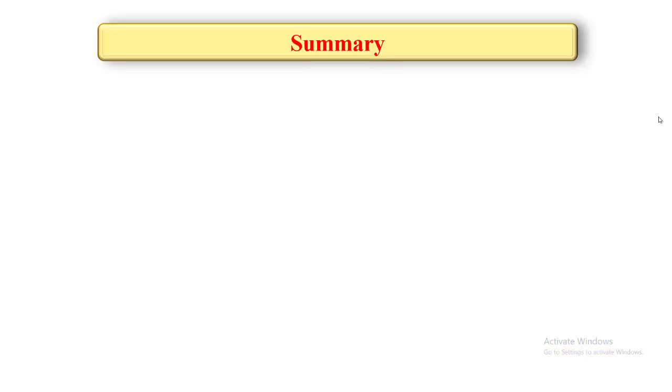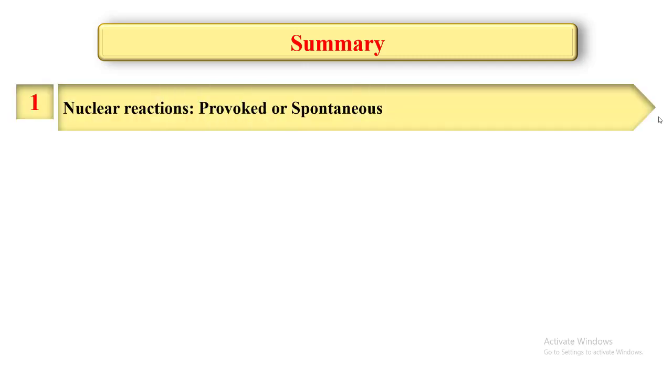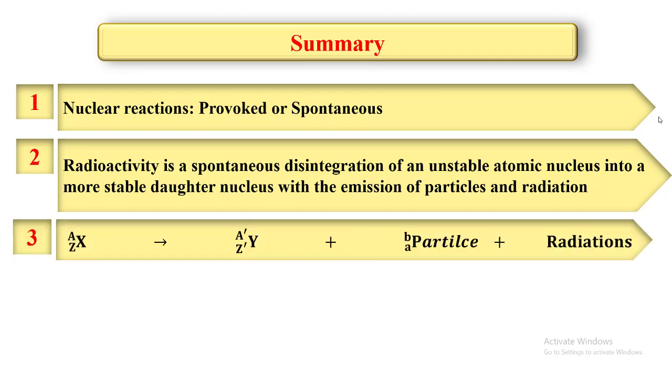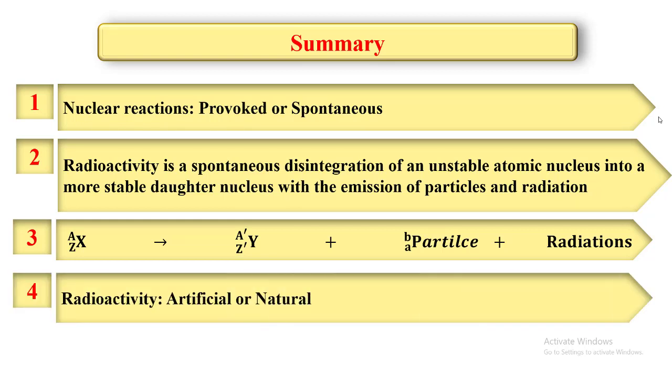In the summary of this video, we have seen that a nuclear reaction can be provoked due to external intervention or spontaneous due to the absence of external intervention. Radioactivity is defined as the spontaneous decay of an unstable nucleus into a more stable nucleus with the emission of particles and radiation. The general equation of radioactive decay is given by X decays into Y plus emission of particles and radiation. Also, radioactivity can be artificial or natural.